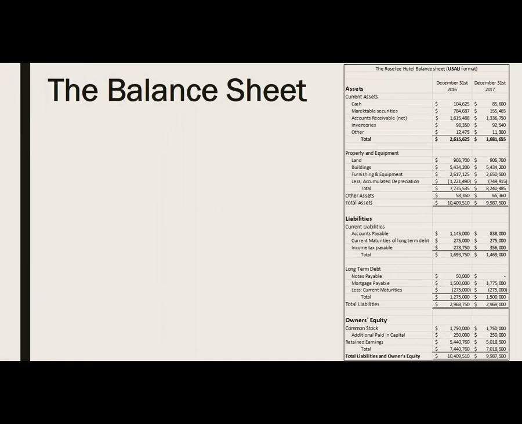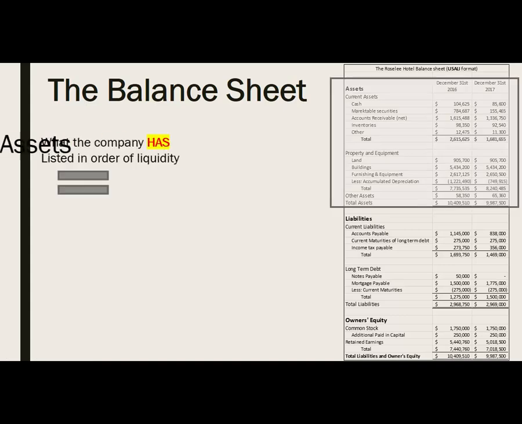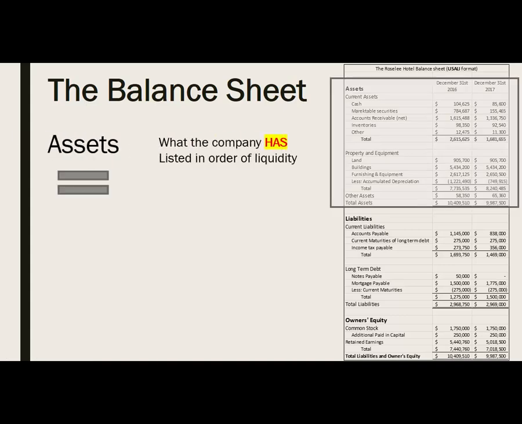But for now, let's start with the balance sheet. What you see on your right hand side here is a USALI formatted balance sheet. We'll go through the example of this one in a second using Excel. So what is it? Well, first we have our assets, and it's what the company has listed in order of liquidity. Liquidity is how fast you can convert those assets into cash.